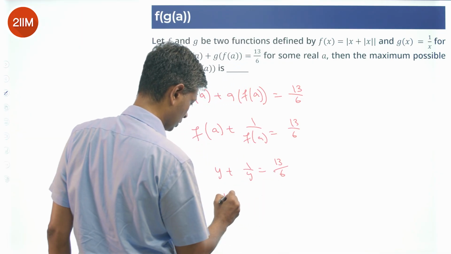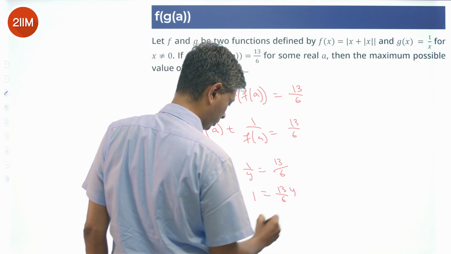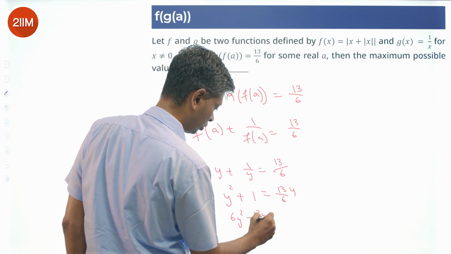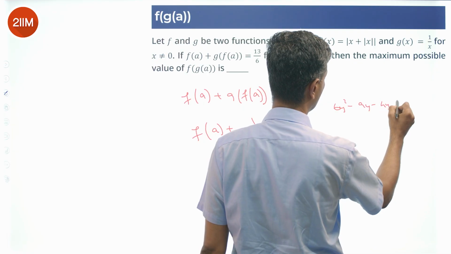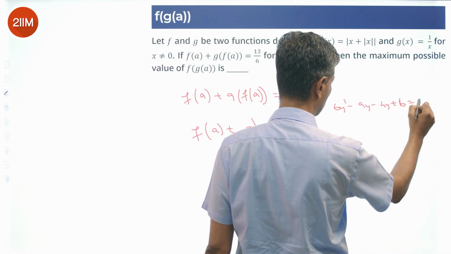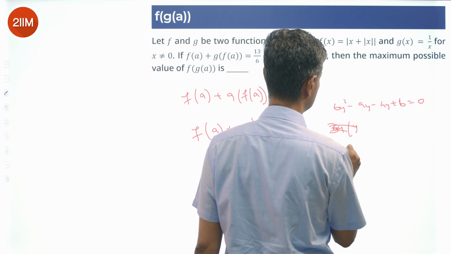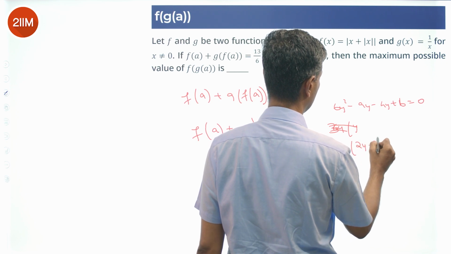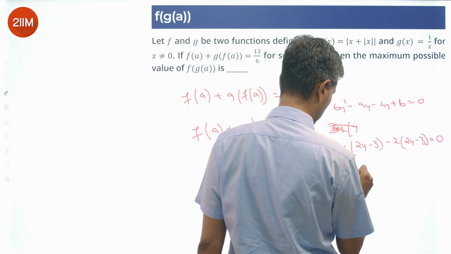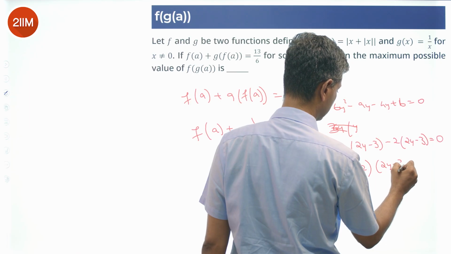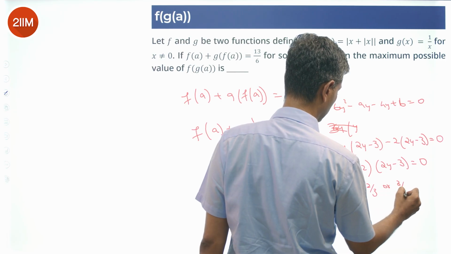y square plus 1 is 13 by 6 times y, 6y square minus 13y plus 6 equal to 0, 6y square minus 9y minus 4y plus 6 is equal to 0, 3y into 2y minus 3 minus 2 into 2y minus 3 is equal to 0, 3y minus 2 into 2y minus 3 is 0, or y is 2 by 3 or 3 by 2.